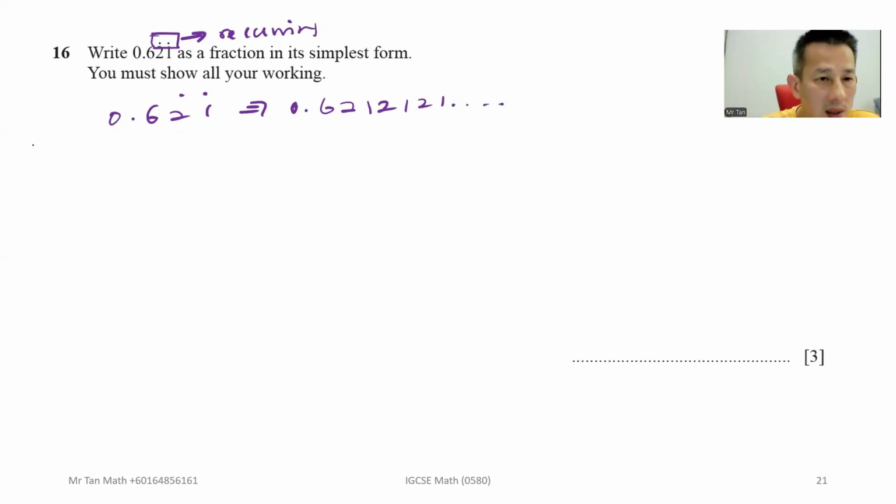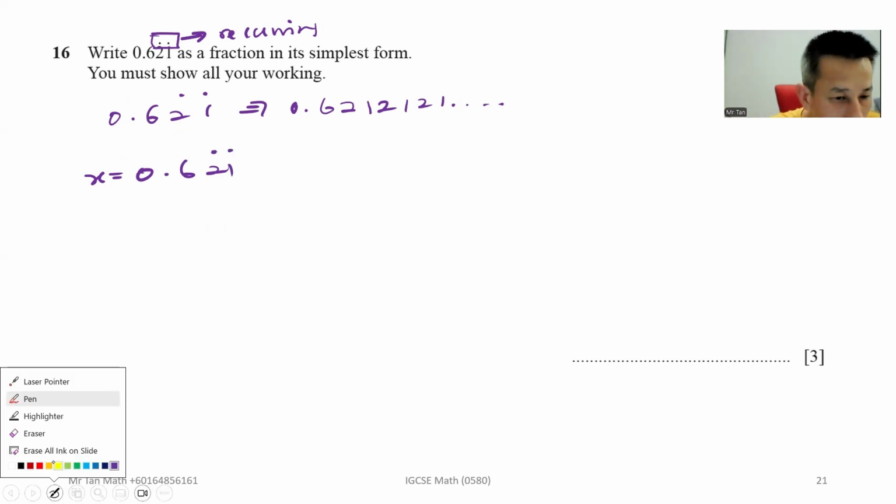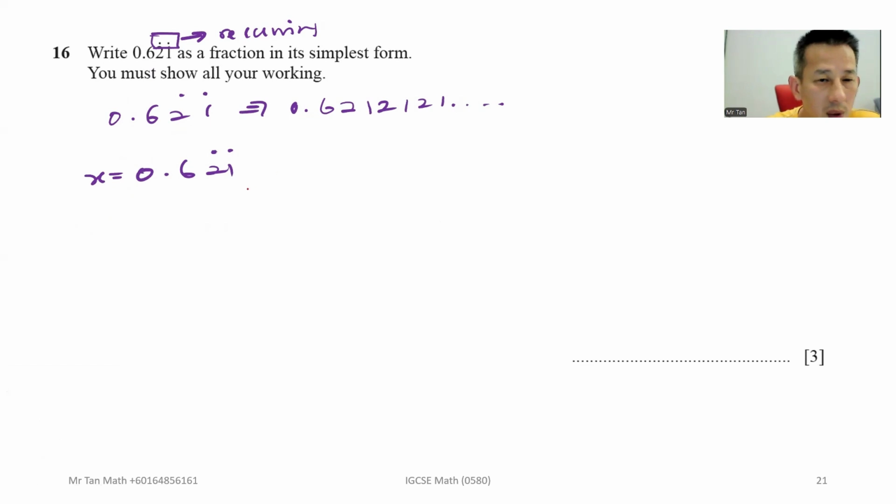Okay, so first, as usual, you put x equal to 0.621 recurring. This is the first one. You need to form two equations. For the first equation, you need to put the decimal point before the recurring part, so we want it here. That will give you 6.21 recurring. How to get from here to here is times 10, so 10x equals 6.21 recurring.